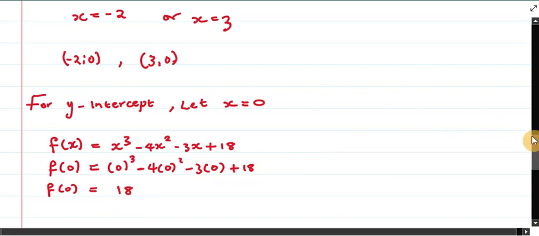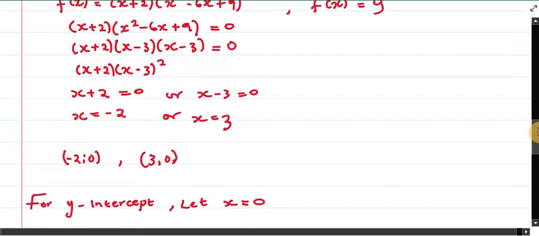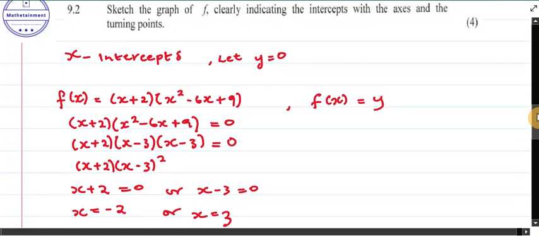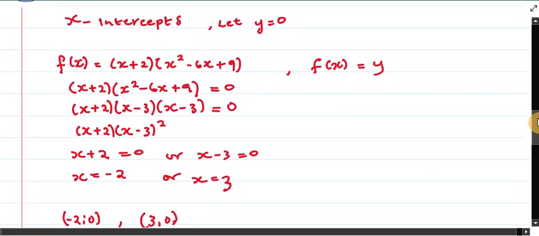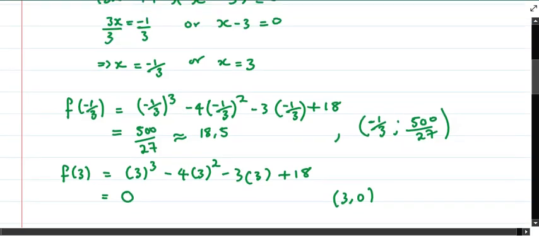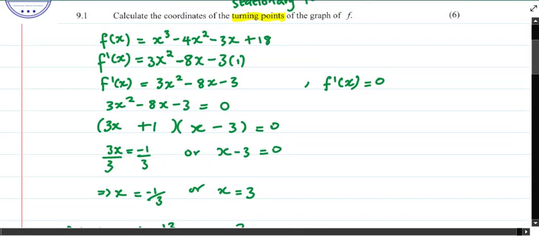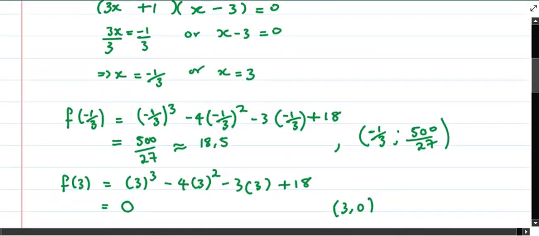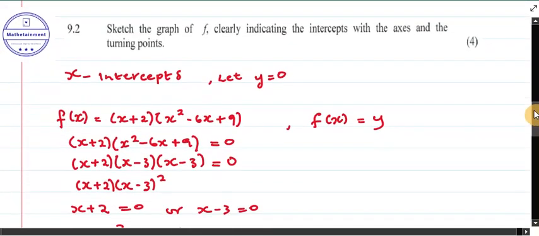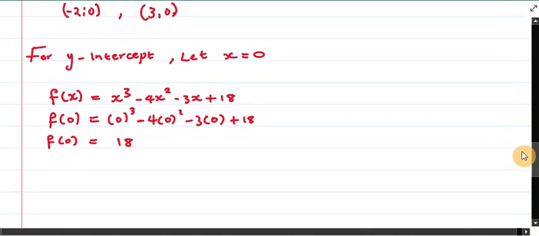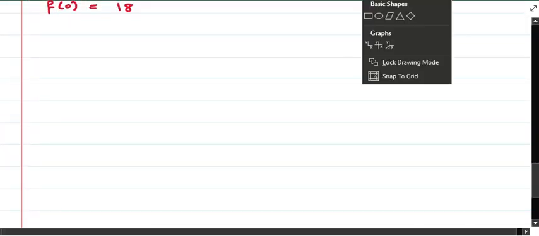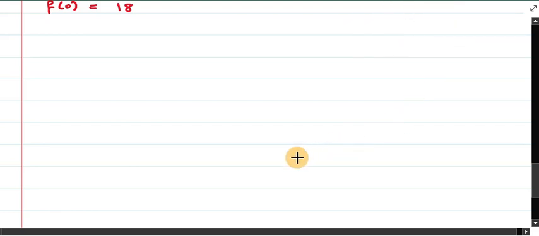Okay, now we know all the intercepts. We have the x-intercepts, we have the y-intercept, and we managed to find the turning points in the previous question that was given to us. So it becomes easy for us to plot the graph. How do we plot the graph? Let's plot the graph now.